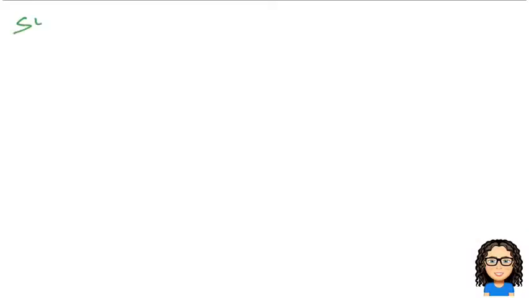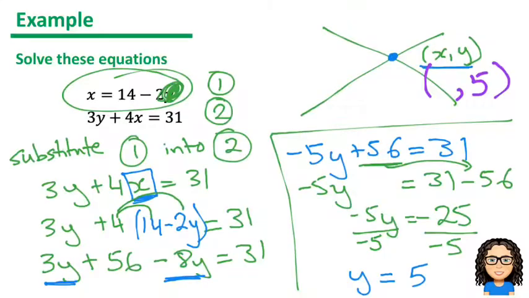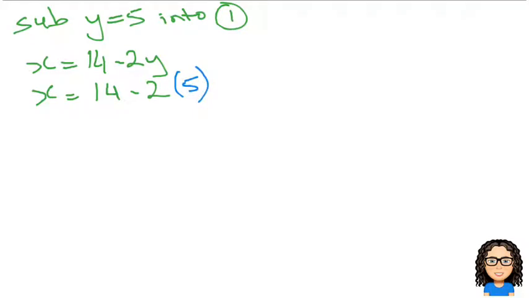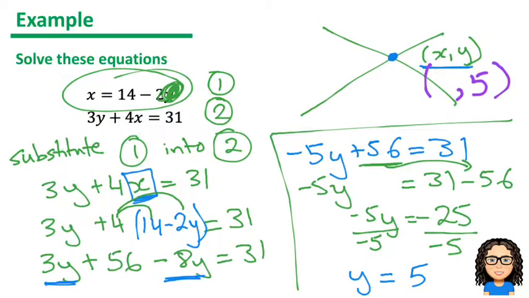So let's write down, and we're going to say substitute y equals 5 into equation number 1. So equation number 1 is x equals 14 minus 2y. And in place of that y, I'm going to replace that with the number 5. Now I'm going to work it out. So leave the 14. 2 times 5 is 10. 14 take away 10 is 4. So that tells me on my graph the x value where they meet is when x is equal to 4.